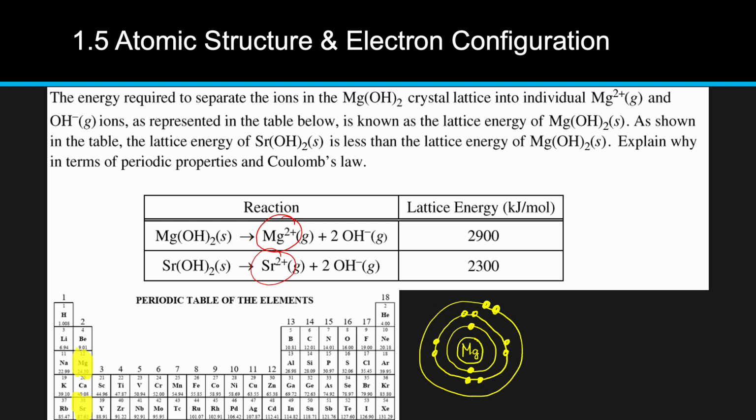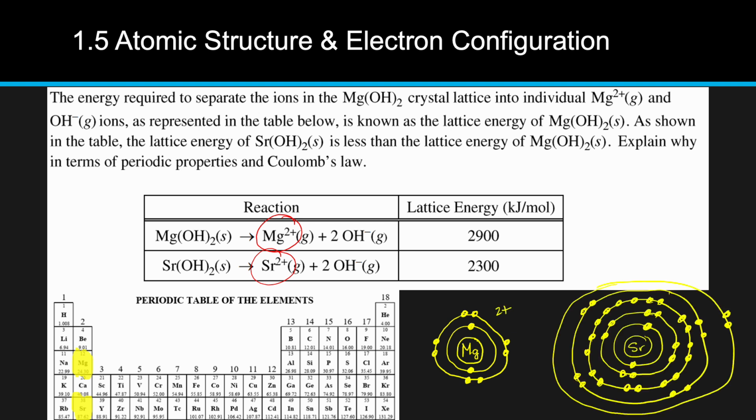This here is a Bohr model of a neutral magnesium atom. Now, if magnesium were to become an ion, a 2+ ion means it lost its two outermost electrons. So the Mg2+ ion actually looks like this. And same with the strontium ion. In a neutral atom of strontium, you had two outermost electrons in the 5th energy level, but when it became an ion, it lost the outer two. So now it only has 4 energy levels.